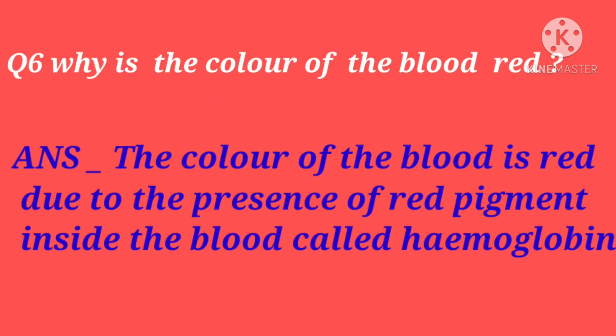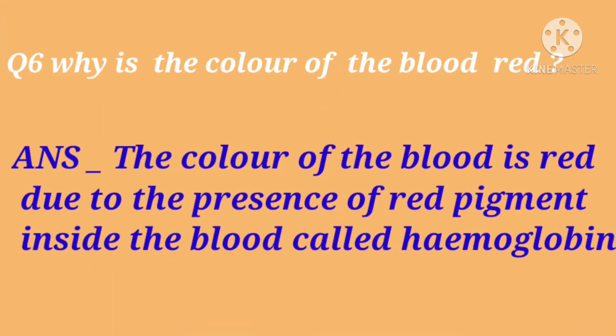Now the next question number 6: why is the color of the blood red? The color of the blood is red due to the presence of the red pigment inside the blood called hemoglobin. That means it gives a red color to the blood.